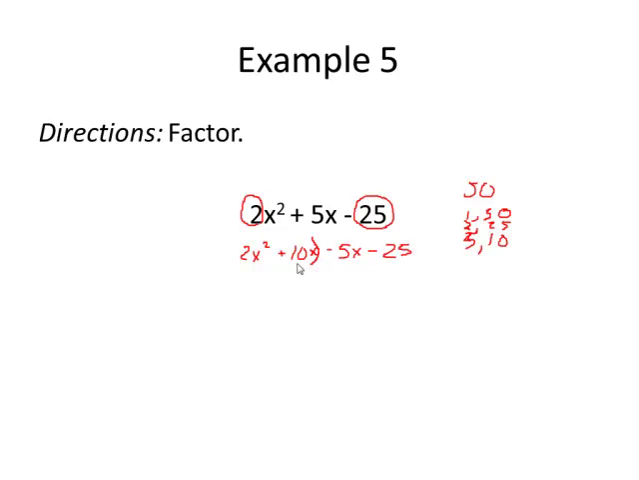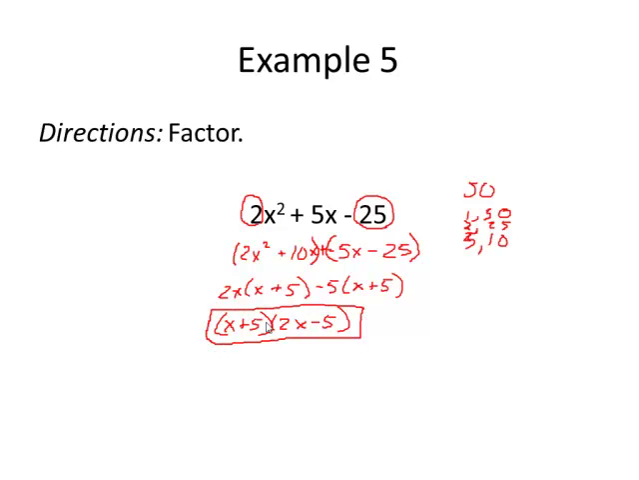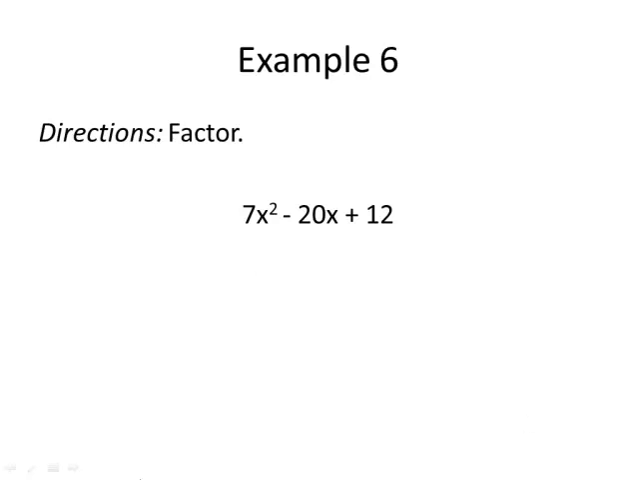Okay, notice I lumped in the minus sign with the number, and I put a plus in the middle. Okay, so I'm going to take out a 2x, and what's left is x plus 5, and here I'm going to take out a minus 5, and what's left is x plus 5, so the x plus 5s will come out. And what's left is 2x minus 5. So that is factored. Let's look at example 6.